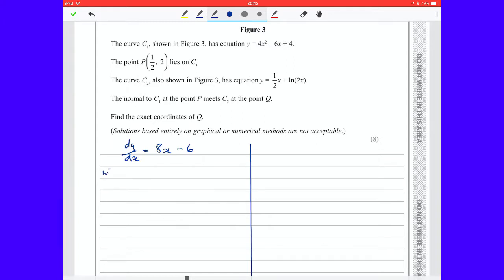Now, when x equals 1/2 at this point P, dy by dx is equal to 8 times 1/2 minus 6, which is 4 minus 6, which is minus 2. So the gradient of the curve, and therefore of the tangent to the curve, is minus 2. So the normal gradient will be plus 1/2, because the gradients of the normal and tangent must multiply to minus 1.